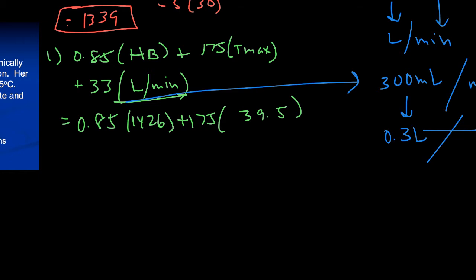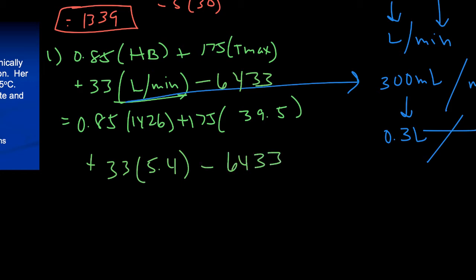So, let's see, 33 times 5.4. So 0.85 times 1426 plus 175 times 39.5 plus 33 times 5.4. Oh, forgot to subtract 6,433. So at the end, subtract 6,433. And that gives you 1870.